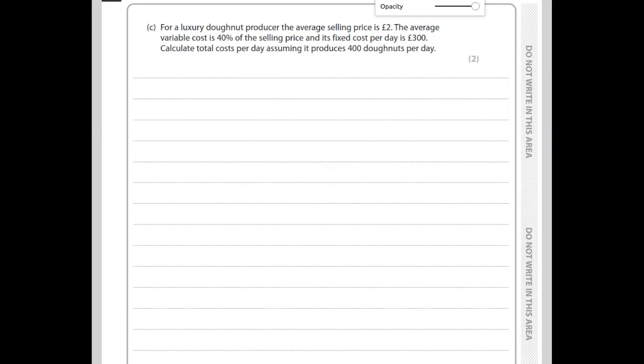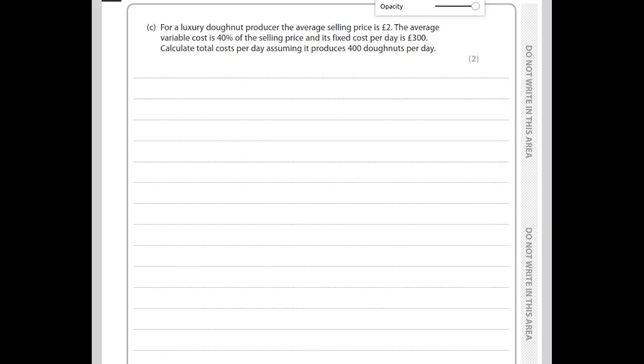Okay, so for a luxury donut producer, the average selling price is £2. The average variable cost is 40% of the selling price, and its fixed cost per day is £300. Calculate the total cost per day, assuming it produces 400 donuts a day.